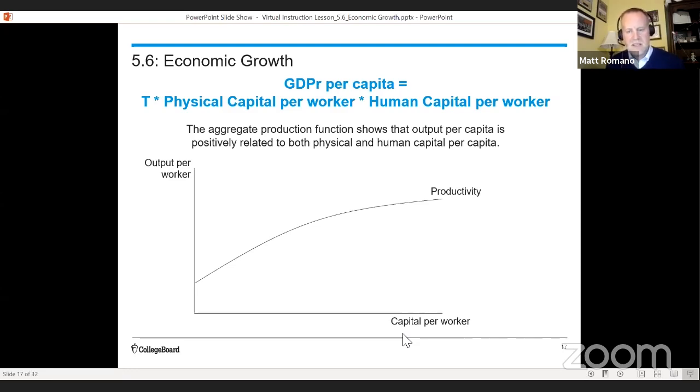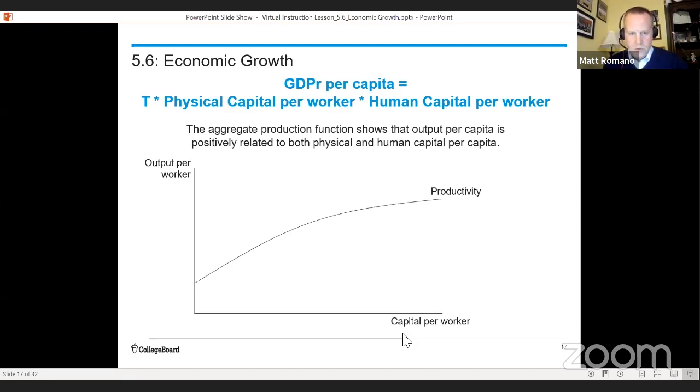Visually, we can see this on the aggregate production function that we have at the bottom here, where output per worker is on the y-axis, capital per worker on the x, and productivity is in this somewhat upward sloping at a diminishing rate trend. And what, again, it's saying is as we add more and more capital per worker, we will tend to see increases in productivity, increases in output per worker. That, again, equates to economic growth.